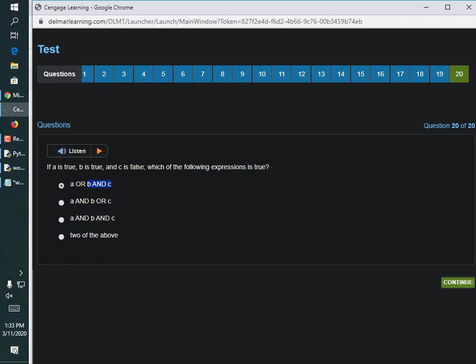So, A and B or C. Well, let's check C first, right? Because it's the or. C, nope, that wouldn't prove it. How about A and B? Is it true that A and B are true? Yeah, it is. So this one also is true. How about this one? A and B and C. No, because and would mean all of them have to be true, and that's not true because C is false. So it's definitely two of the above.